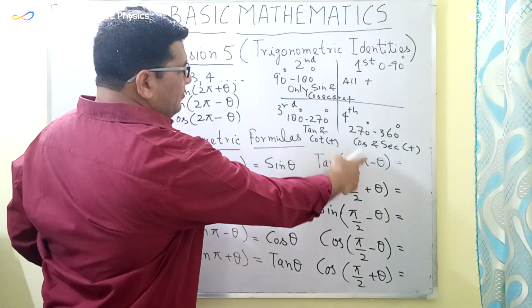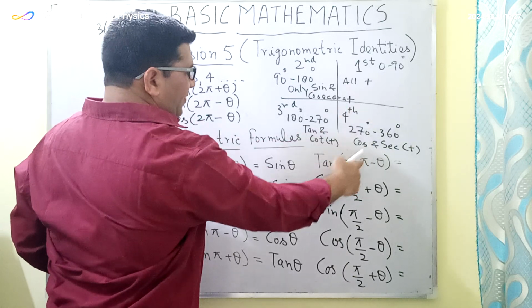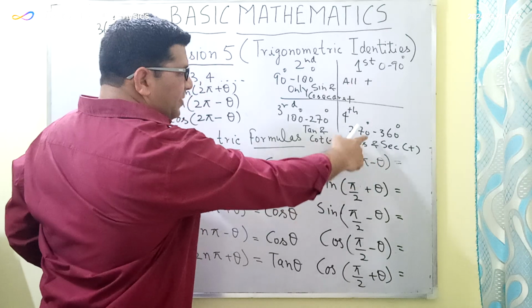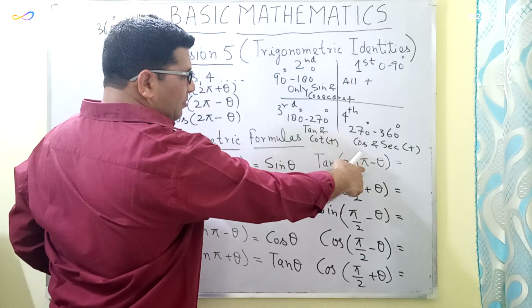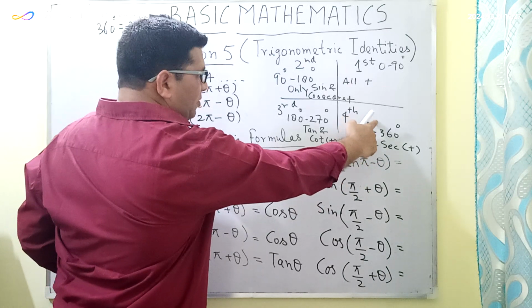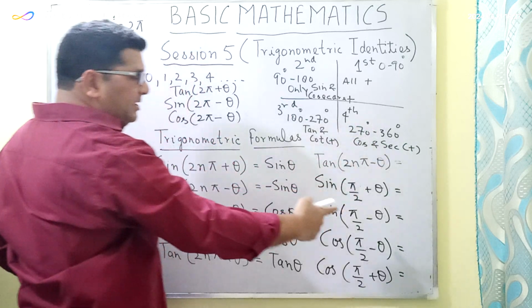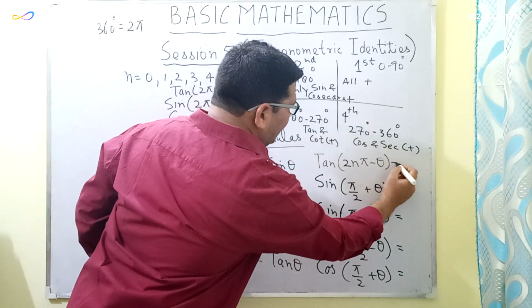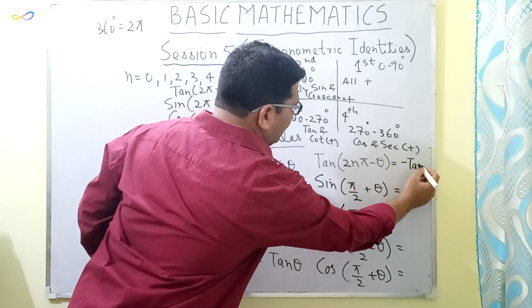Tan(2nπ − θ). If n is equal to 1, then tan(2π − θ) will be what? I will be in the fourth quadrant. 2π − θ, that is 360 − θ. And in the fourth quadrant, tan is negative. So I will be getting the value as minus tan θ.